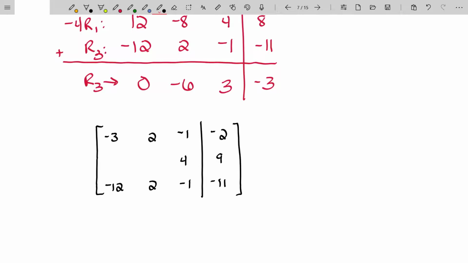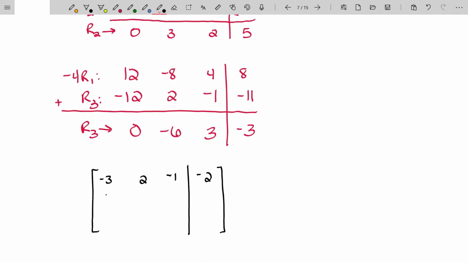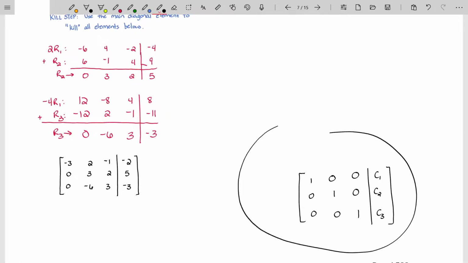All right, so let's go ahead and remove this row 2 and this row 3 because we've written a new row 2 and row 3. The new row 2 right up there is 0, 3, 2, and 5. The new row 3 is 0, -6, 3, and -3. Notice we're getting close to this structure right here. Getting close to it because we now have almost like a 1, 0, 0 in that first column. Well, it's not exactly a 1, 0, 0. It's a -3, 0, 0, but it's close.